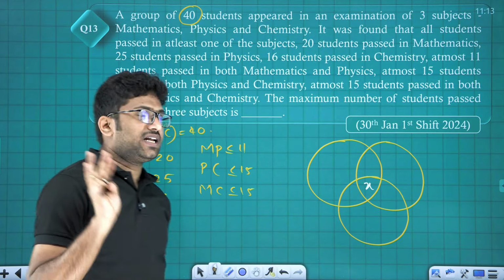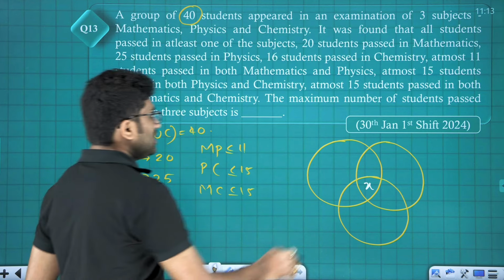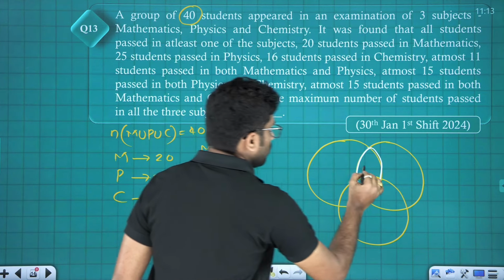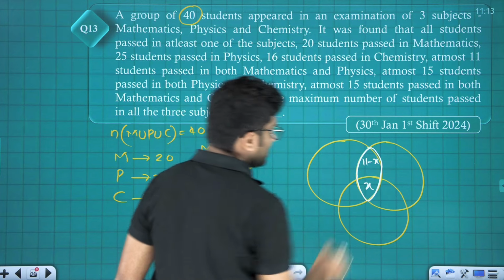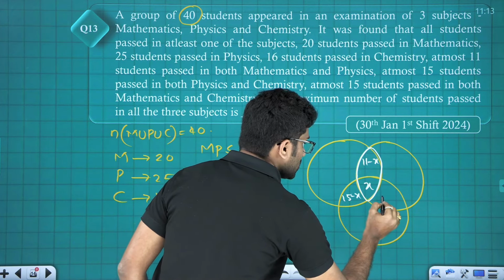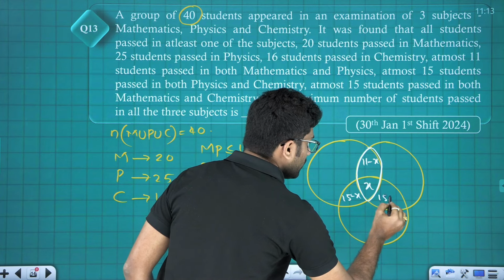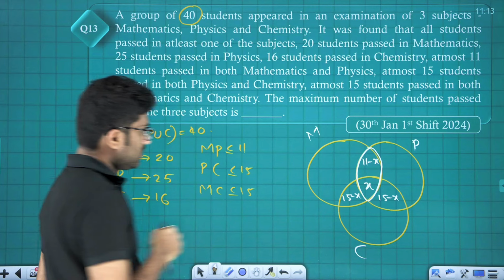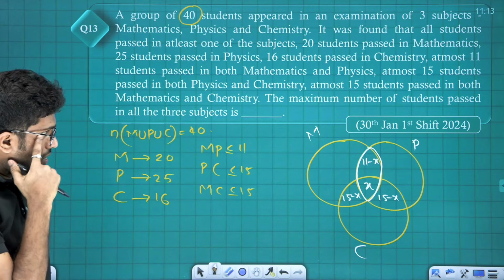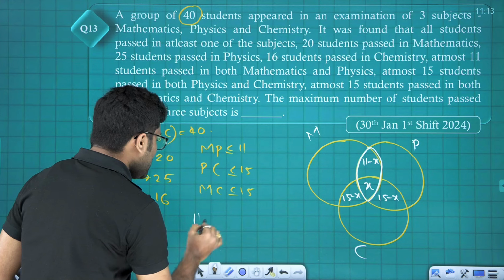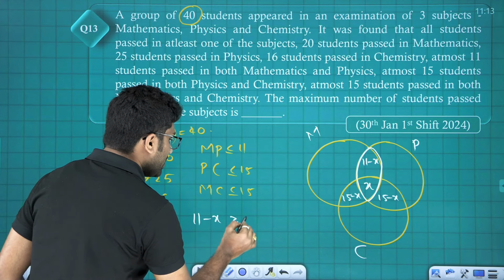Let's take it as X. They have given this as 11, friends. This total is 11. So only this portion is 11 minus X. This portion will be 15 minus X. And this portion will also be 15 minus X. This is M, P, C. Okay. Now, very simple, friends. See, each of them, 11 minus X, should be greater than or equal to 0.